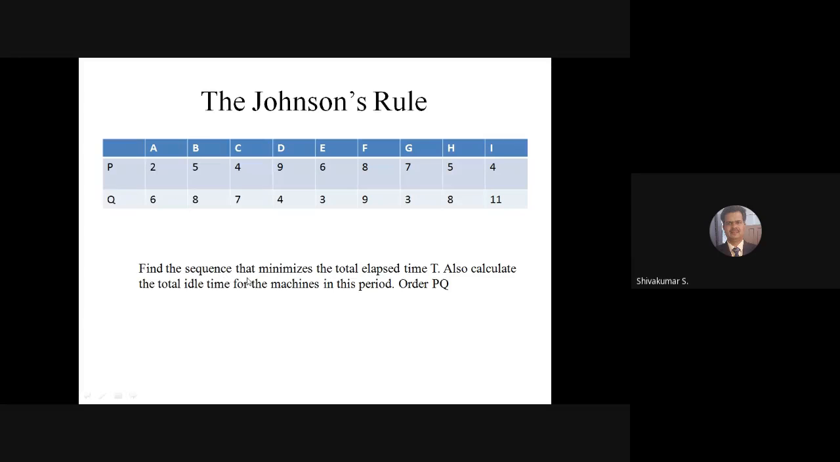Find the sequence that minimizes the total elapsed time. Also calculate the total idle time for the machines in the period. The order given is PQ order. Take this problem first.